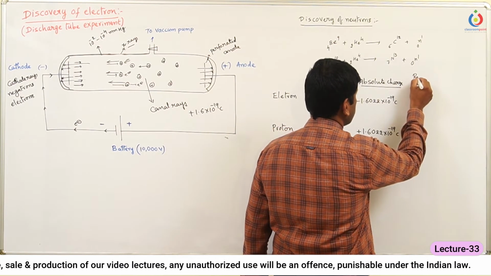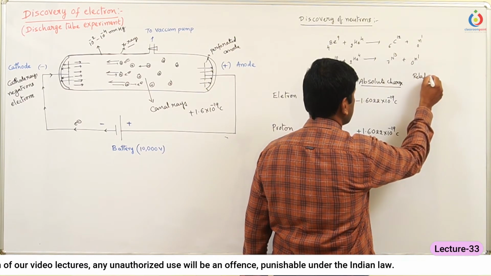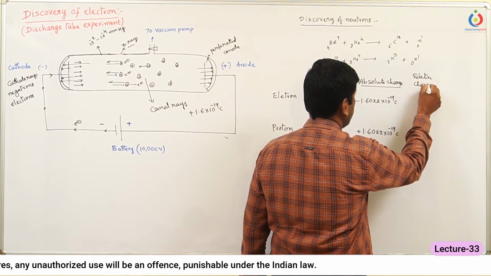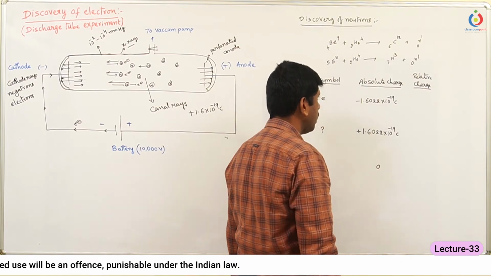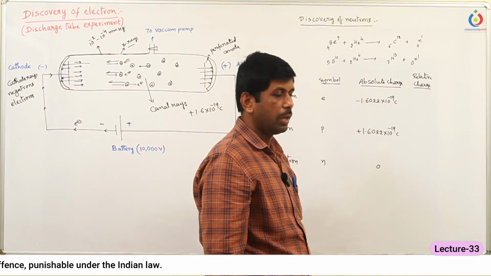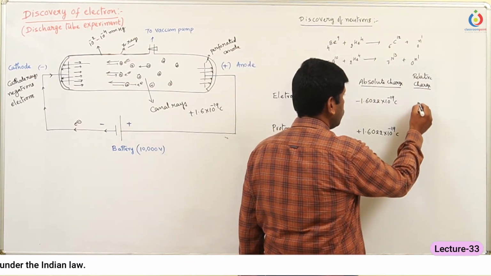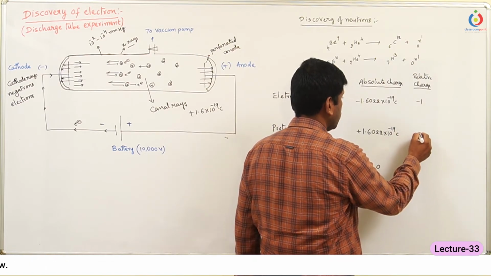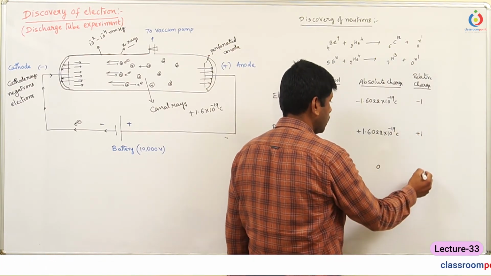Relative charge: we don't use the relative charge in doing any calculations. We take only absolute values. Relative charge, if you take this one as -1, then obviously the proton is +1 and here it is 0.